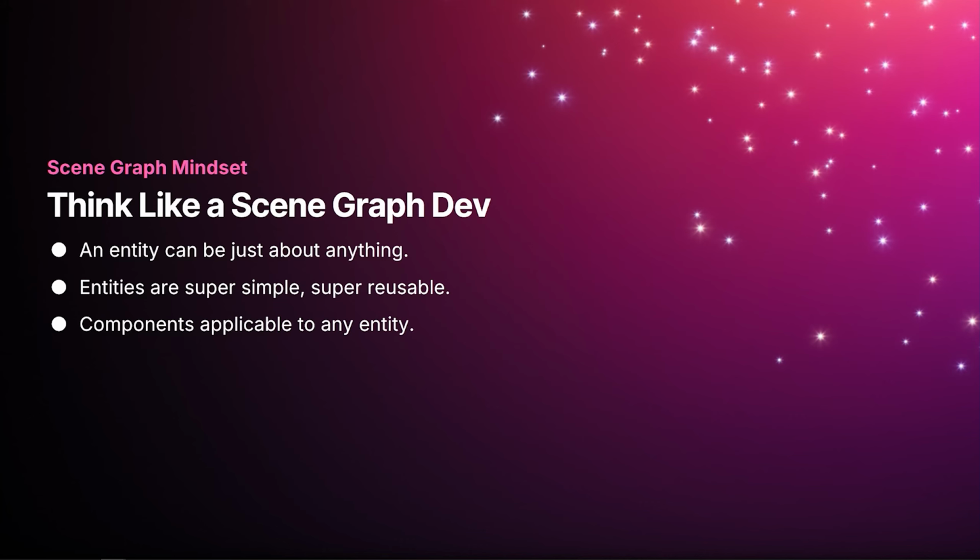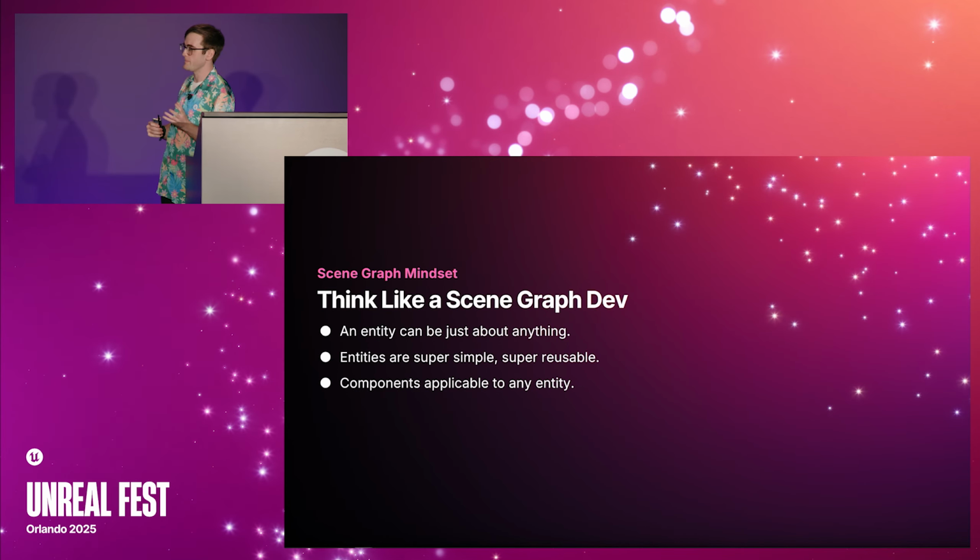Components are applicable to any entity, right? If you write, let's say, a component that spawns guards when the player collides with the entity, like maybe you're making a museum heist game, you can apply that component to quite literally any entity in your level, because entities work in this compositional manner.